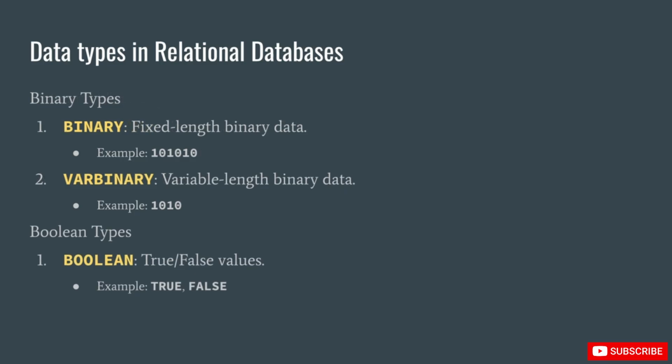For binary data, you have options for fixed length and variable length. Fixed length binary data always uses the same amount of storage, regardless of its content. Variable length binary data, however, only uses the space it needs, making it more efficient in some cases. Boolean types are simpler, representing true or false values. Think of them as the digital version of a yes/no toggle.